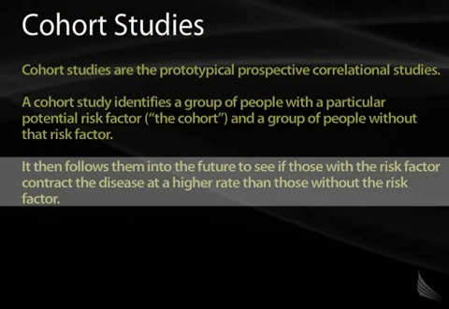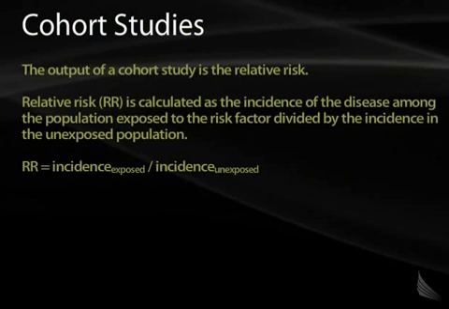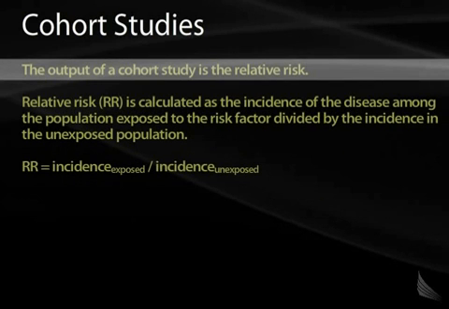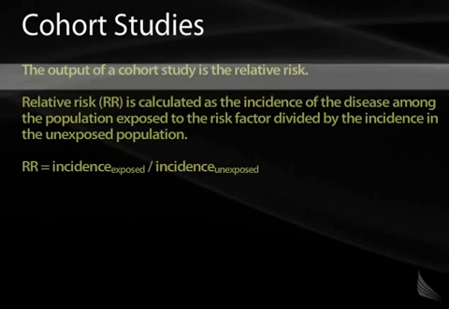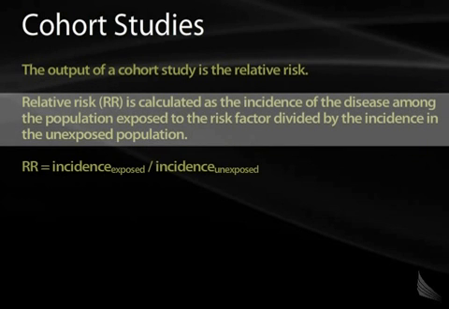Another way of thinking about these two types of studies is figuring out where your starting point is. If your starting point is the disease, you're talking about a case control study. If your starting point is the risk factor, you're talking about a cohort study. The output of a cohort study is the relative risk. The relative risk is calculated as the incidence of the disease amongst the population exposed to the risk factor divided by the incidence in the unexposed population.